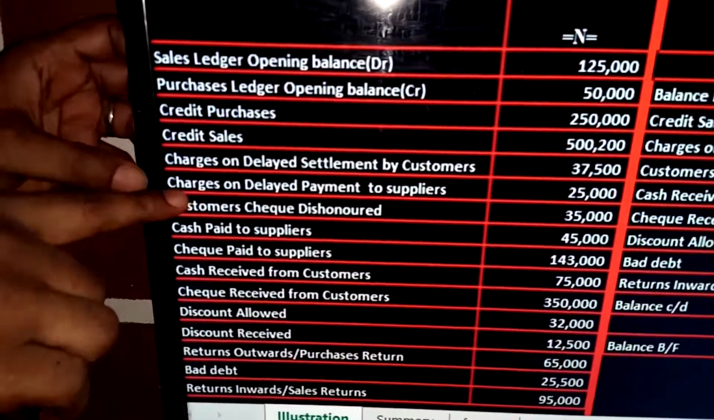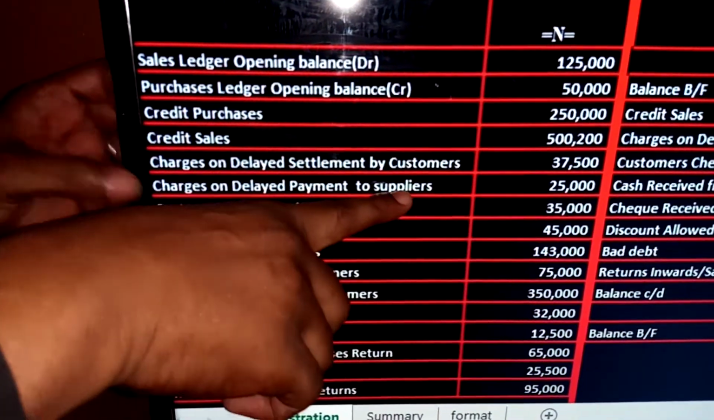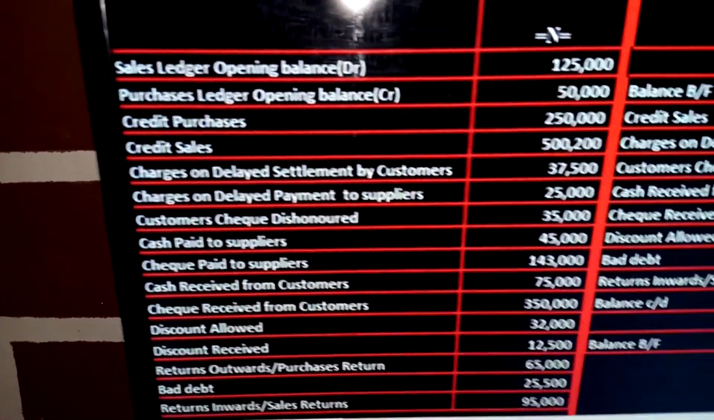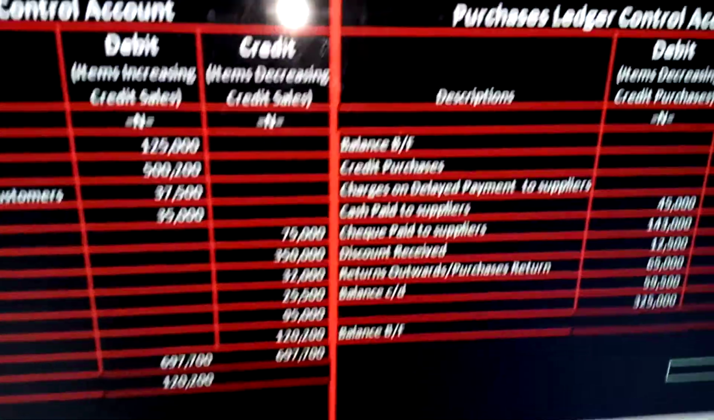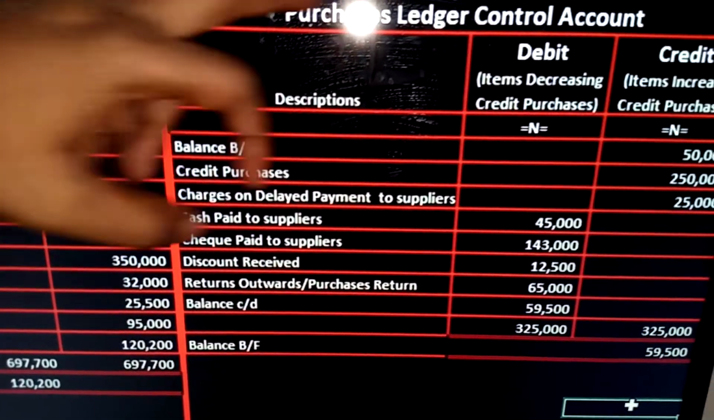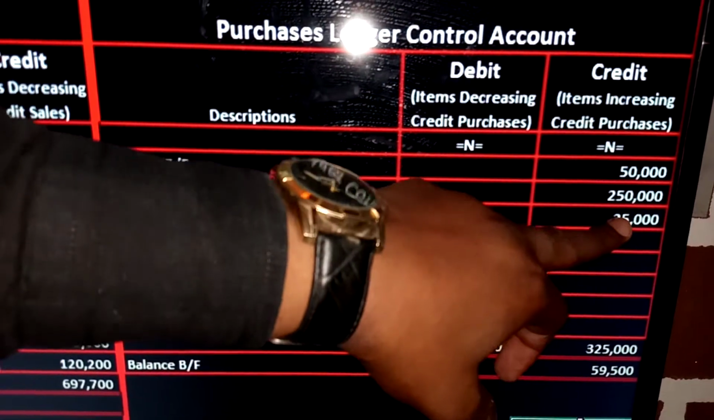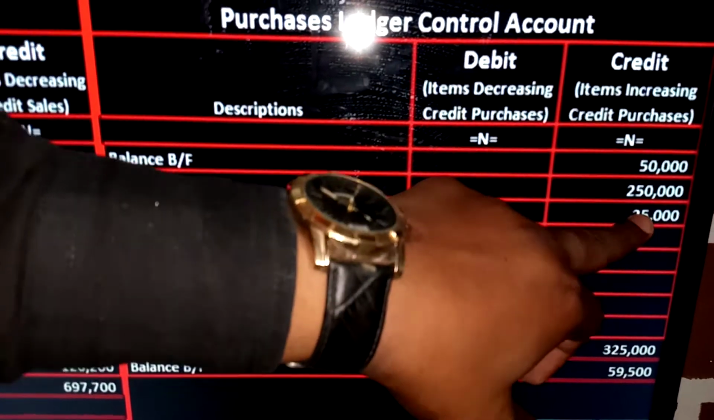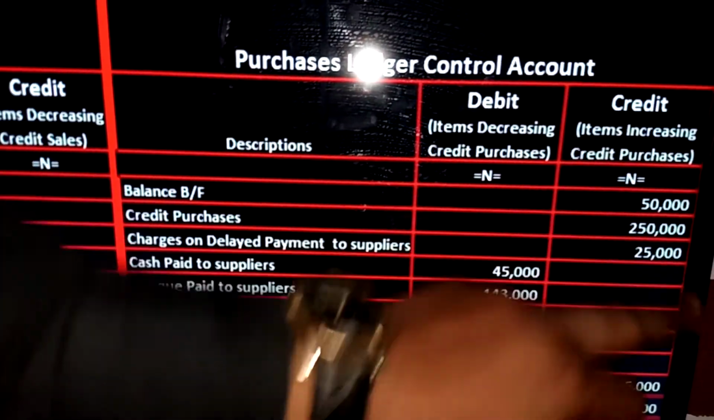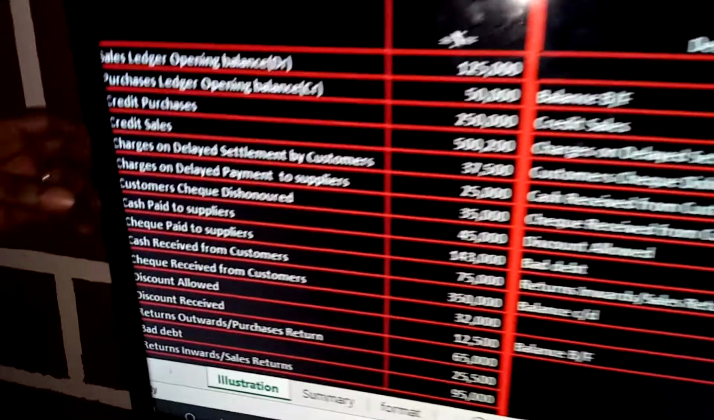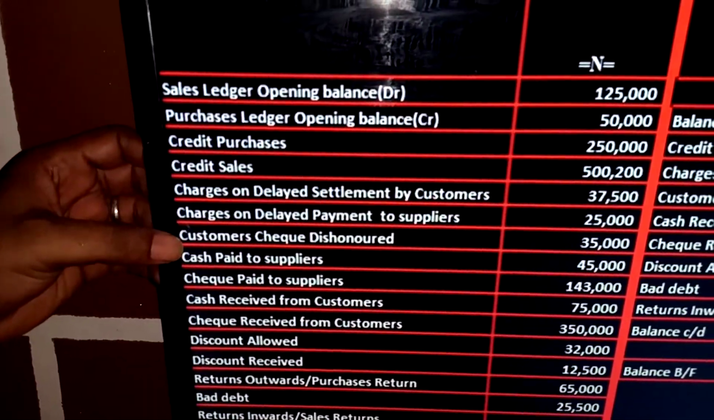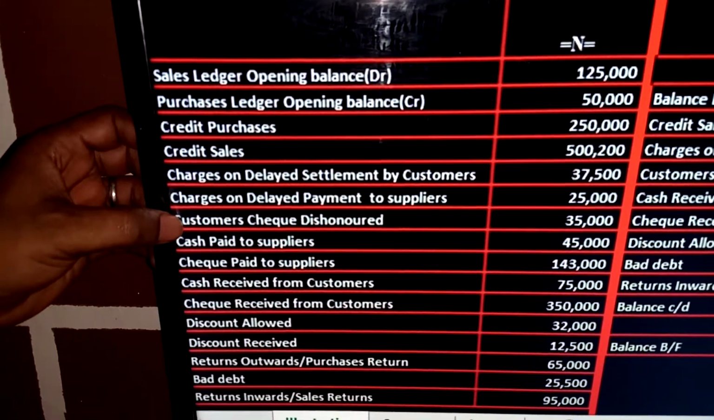Next one says charges on delayed payment to suppliers. Suppliers have to do with purchases, and that will increase what we are owing the supplier. So we have purchase ledger control account. Charges on delayed payment to suppliers is increasing what we are owing suppliers. Okay. The next one, we have customers check dishonored.